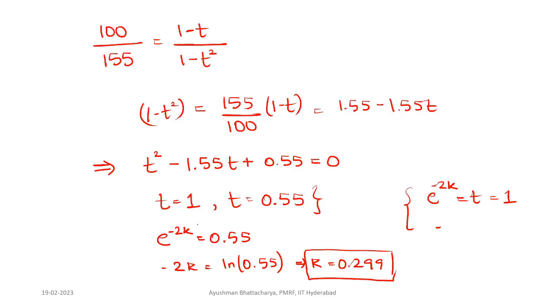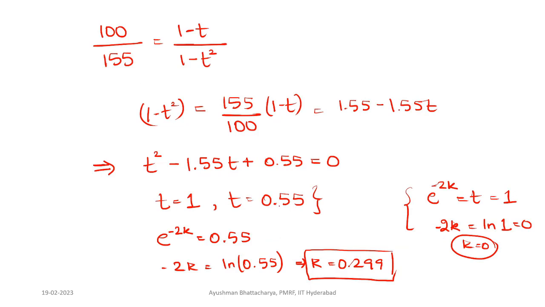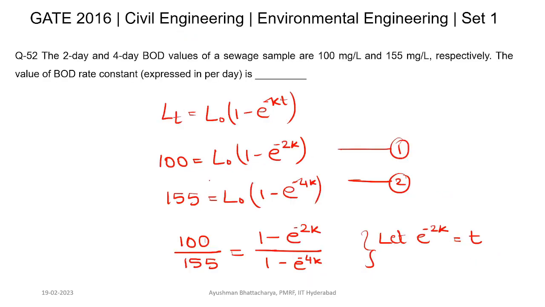One catch here is that if t is equal to 1, then minus 2k is equal to ln 1, which is equal to 0. So k cannot be 0, the rate constant cannot be 0 in this question. Based on this, we take t equal to 0.55, substitute the value of t which we considered previously, and from that we calculate the BOD rate constant. 0.299 is the BOD rate constant, so it is 0.299 per day.